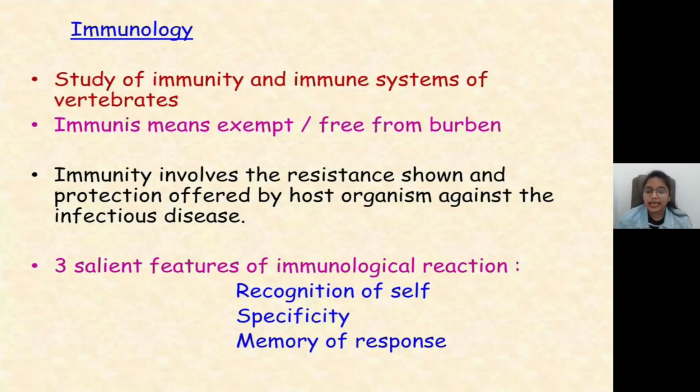What are the three salient features of immunological reaction? That is the recognition of self, specificity, and memory of response. So these are the main three features of immunological reactions: recognition of self, specificity, and memory of response.